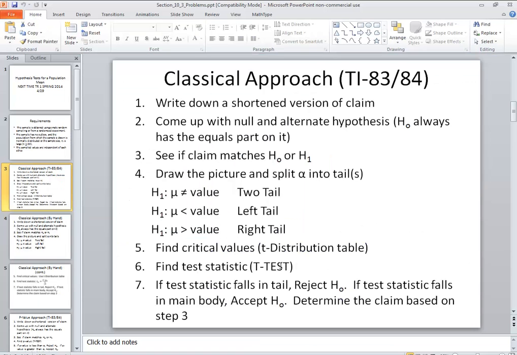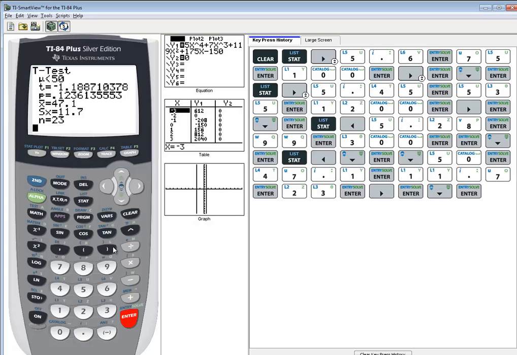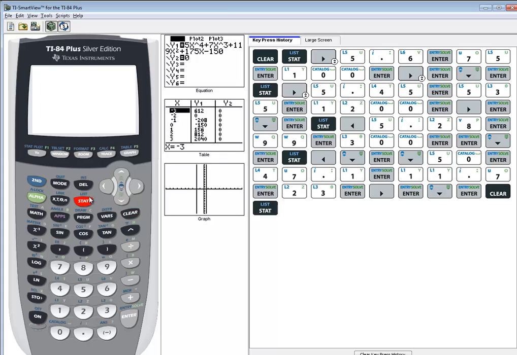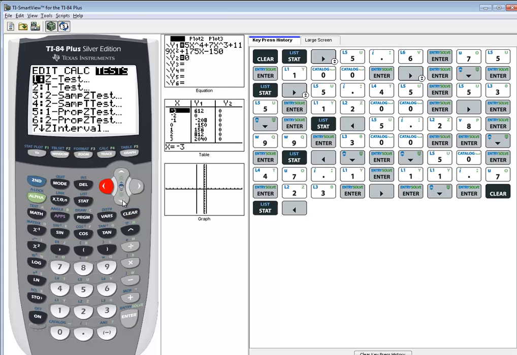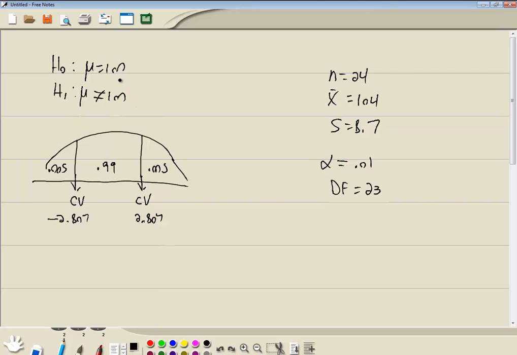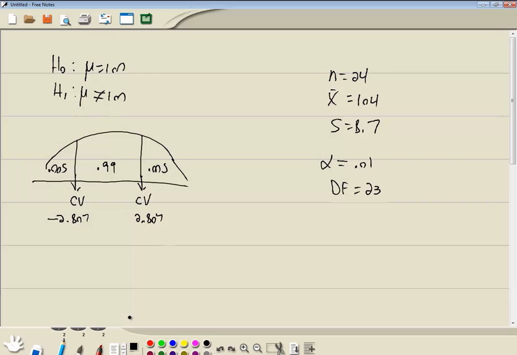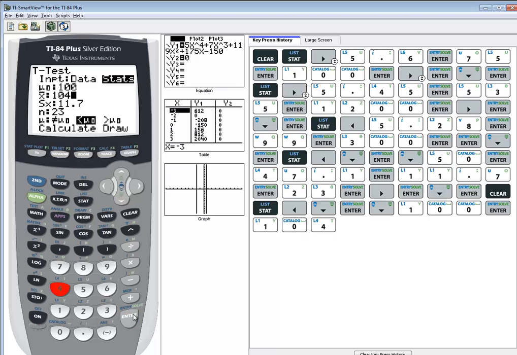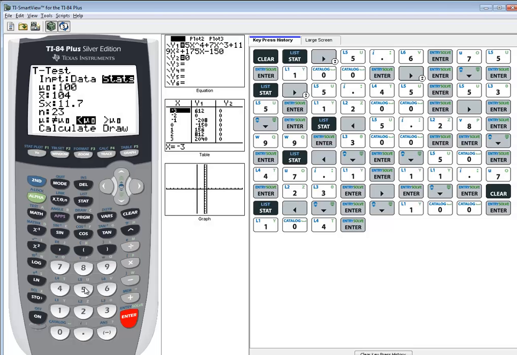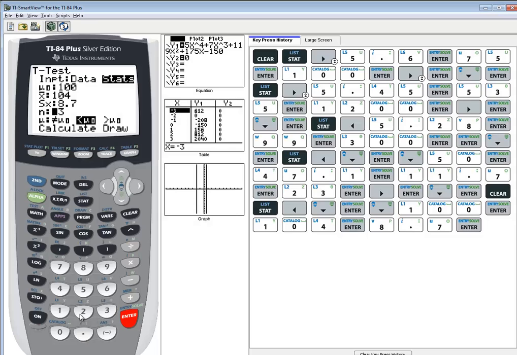Then it says find the test statistic. We're going to use t-test, so let's go over to our calculator. We'll go to stat, go to tests, go to t-test. And we've got summary statistics again. So go down to mu naught, which is the number of our claim, which is 100. X bar, which is 104. S, which is 8.7. N, which is 24.